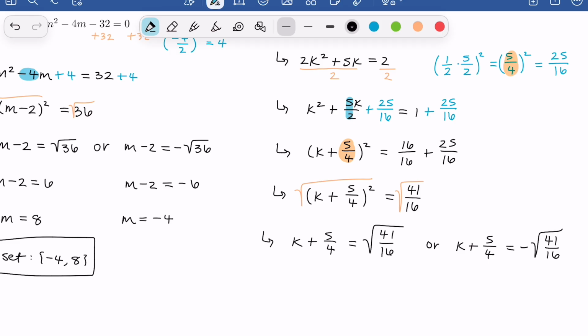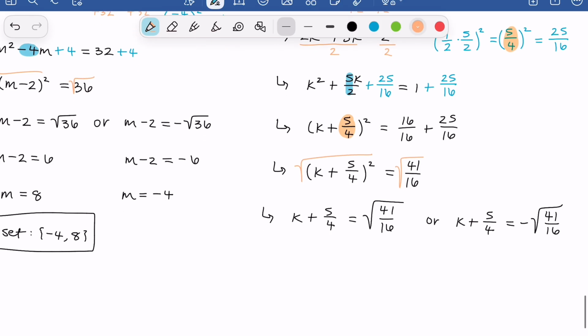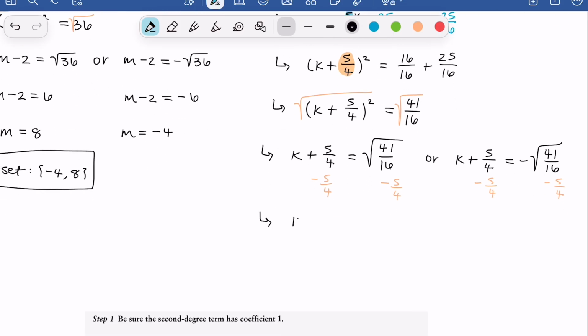All right, so let's go ahead and isolate our variable k then. We're going to subtract 5 over 4 on both sides of our equation for both of these. Doing so, we're going to end up with minus 5 over 4 plus the square root of 41 over 16. This is going to be our first equation here. Then our second one is going to be the opposite of this. So minus 5 over 4 minus the square root of 41 over 16.